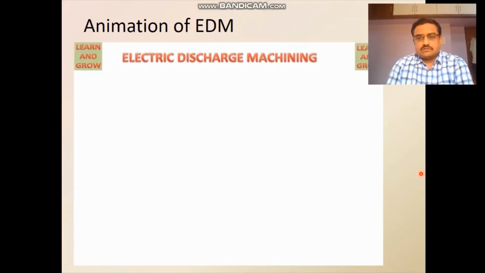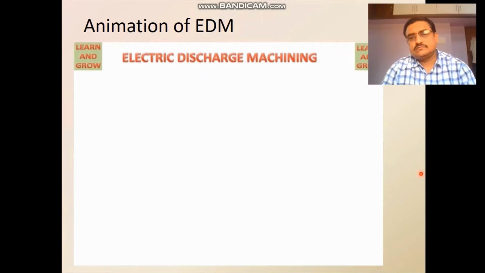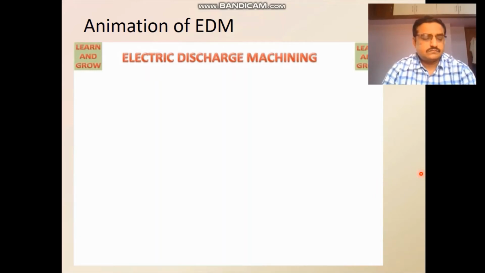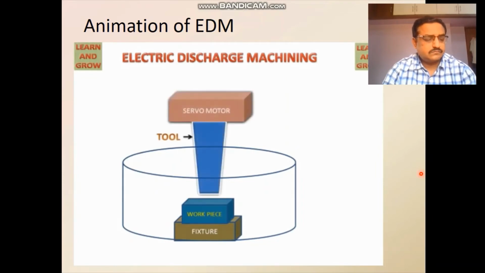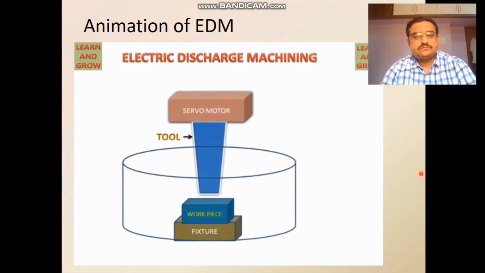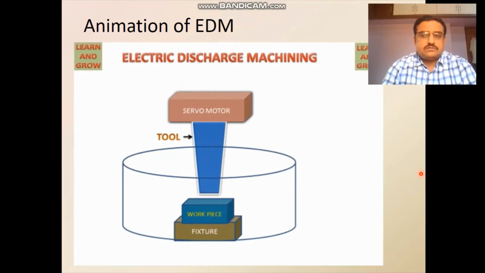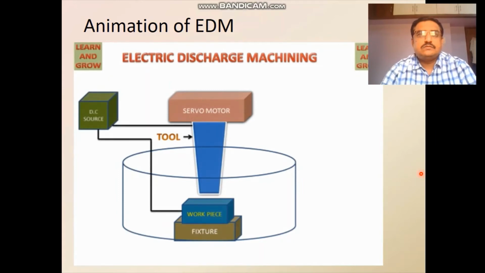Today we will discuss electric discharge machining. What is electric discharge machining? We also call this spark erosion machining. Firstly, we will discuss the parts of the EDM machine. We have a container in which a fixture and a workpiece are placed, and we have a tool with a servo motor, maintaining the gap between the workpiece and the tool. This is connected with the DC power supply. The positive terminal is connected to the workpiece and the negative terminal is connected to the tool.